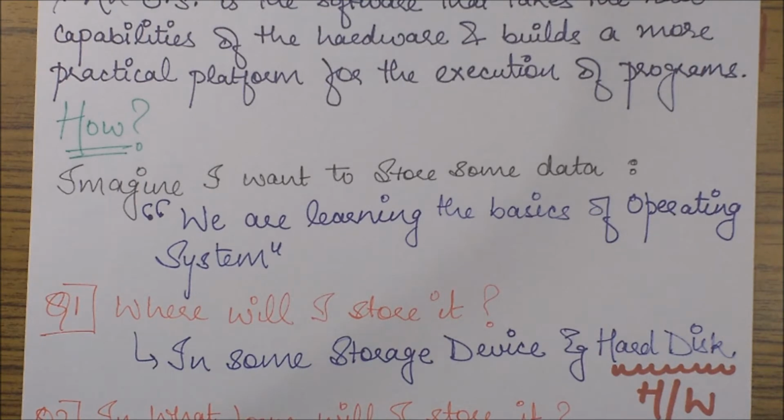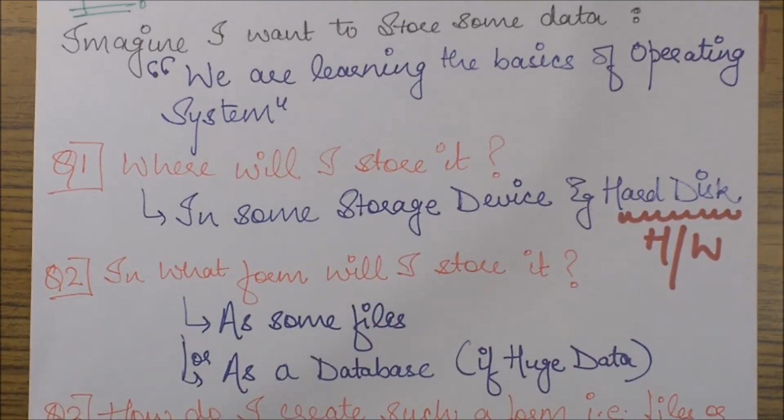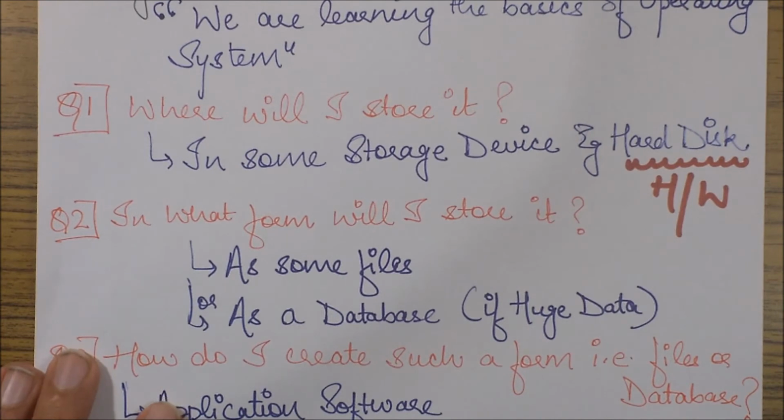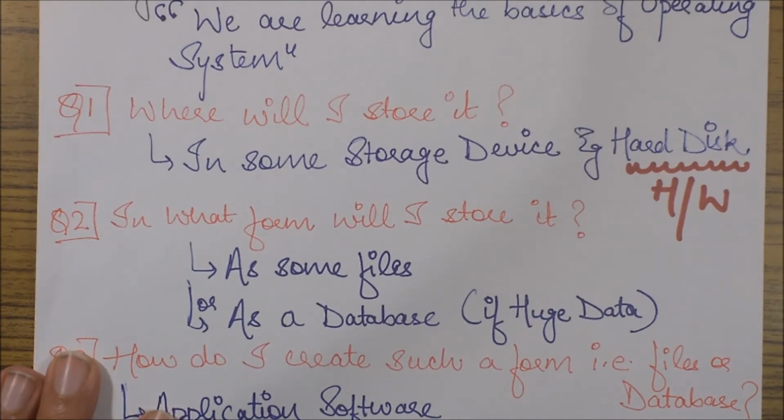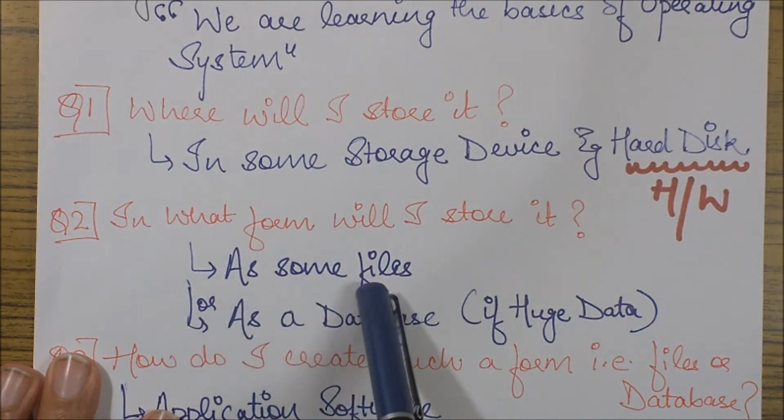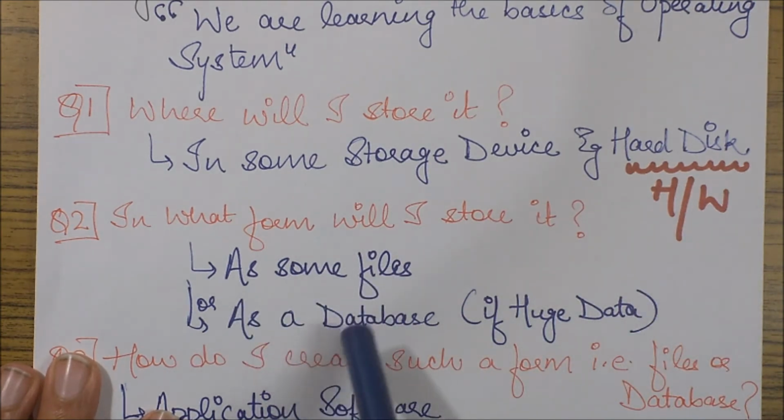Now next question that will arise in my mind is, in which form, in what format will I be storing my data? I cannot just directly dump this line into my hard disk. I need to first convert it into some representable or understandable format by my hardware. So how would I do it? I would first of all form it in the form of some file, or I can store the data as a database in case it is a huge data. Since the data that I have taken as an example is just a single line, I can just form it in the form of a file.